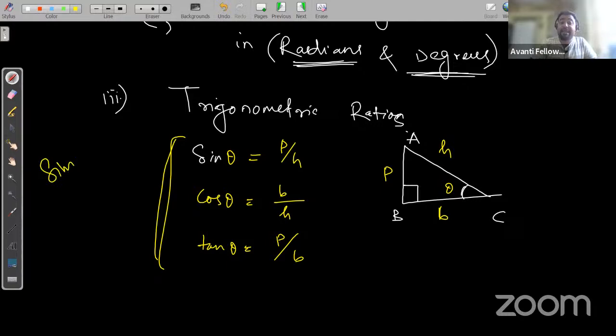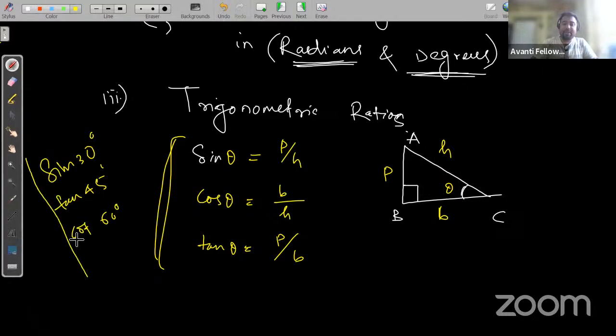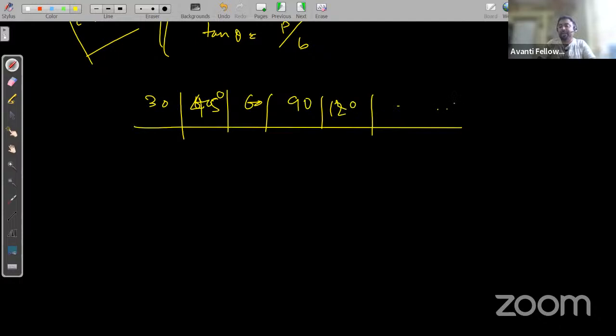So if I ask you to find sine of 30, tan of 45, and also cot of 60, so we can use the right angle triangle and we can find all the ratios, right? Somehow we need to remember some standard trigonometric ratios for some standard angles, like 30, 45, 60, 90, 120, and so on up to 180.